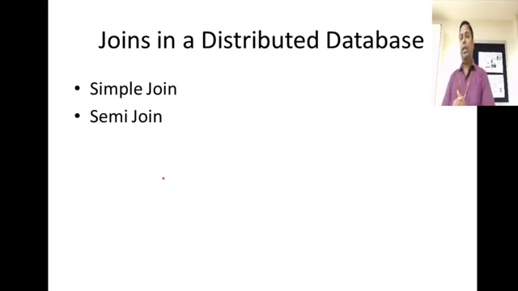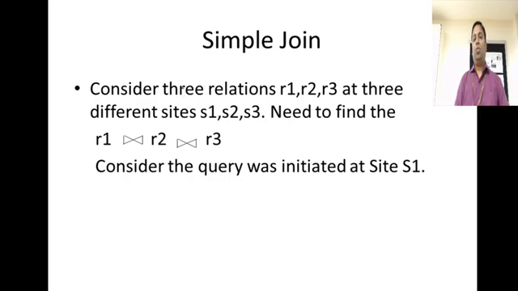So we'll take a look at, now the data is distributed. Say you have one table in site 1, another table in site 2, and I want to perform a join between these 2 tables. So it is a distributed database. What kind of algorithms and what kind of approaches or strategies can you think of? We'll take a very simple join, and we'll talk about semi-join. These 2 algorithms we'll talk about.